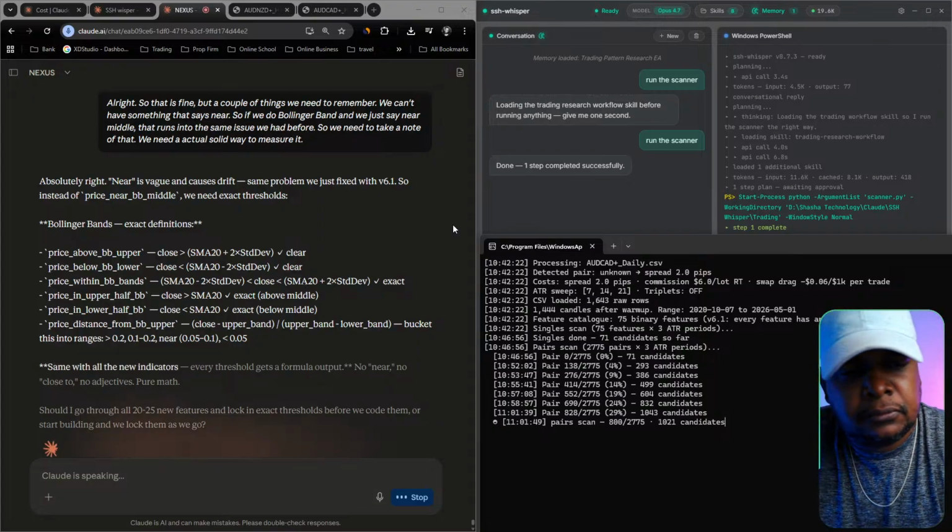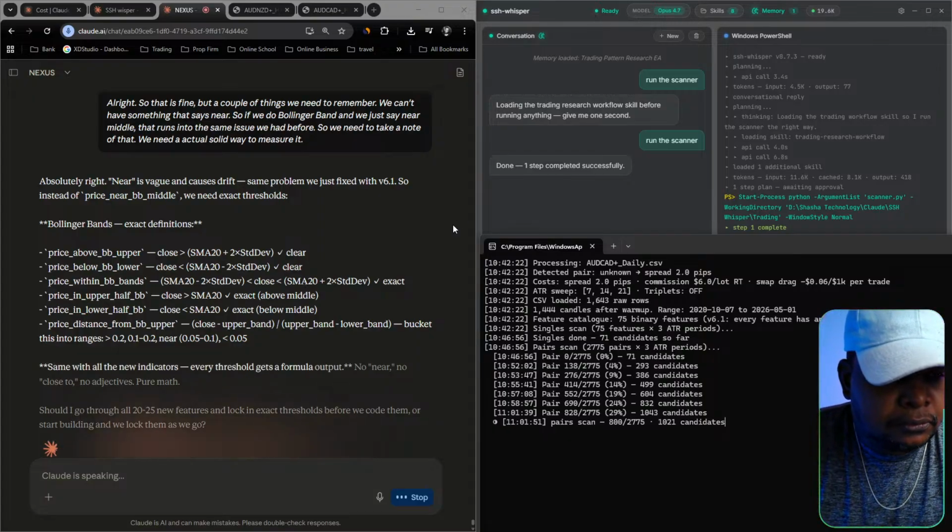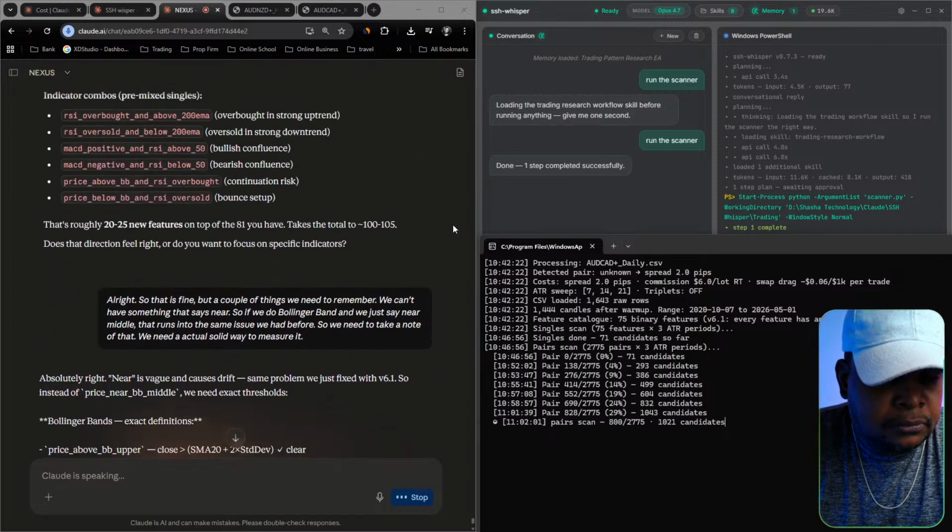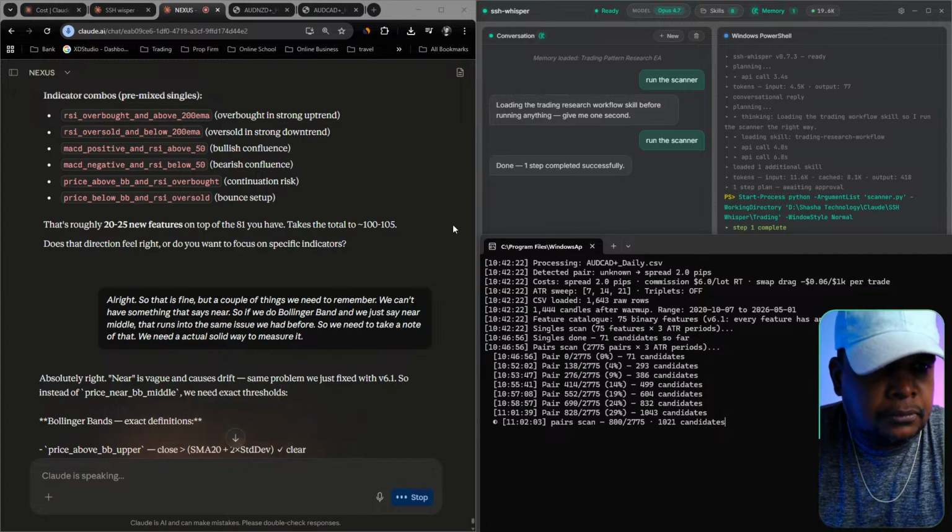Same with all the new indicators. Every threshold gets a formula output. No near, no close to, no adjectives, pure math. Should I go through all 20, 25 new features and lock in exact thresholds before we code them, or start building and we lock them as we go?